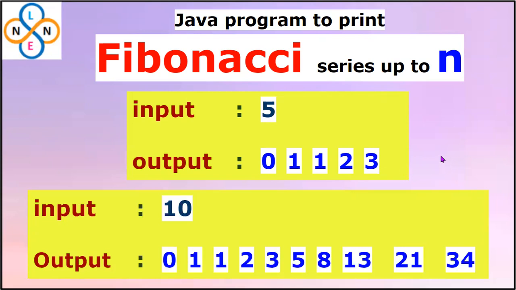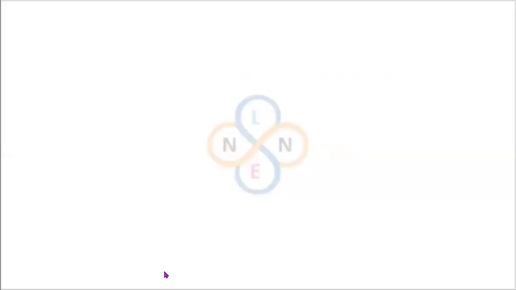Let us understand how we do this program. For explanation convenience, let me take n as 10. If n is 10, what is our expected output? The expected output is 0, 1, and then from here, how do we get the next number? The first two numbers are mandatory, 0 and 1. Then the next number is the sum of the previous two numbers.